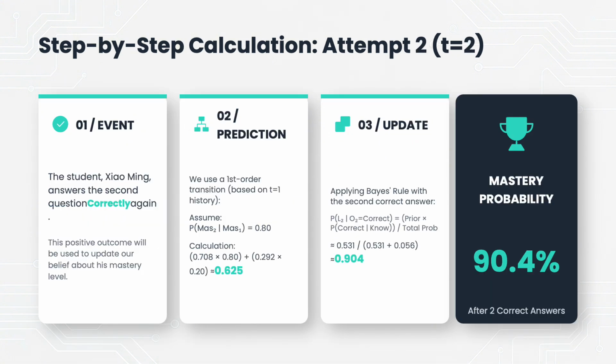Now for the second attempt. Xiaoming gets it right again. We now have one prior state, t=1, so we can perform a transition step. We use a standard transition probability of 0.8, meaning if he knew it before, there's an 80% chance he still knows it now. This gives us a new prior belief of about 62.5%. We then update this belief with the second correct answer using Bayes' rule. The result is approximately 0.904. Our confidence in Xiaoming's mastery has jumped to 90.4%.